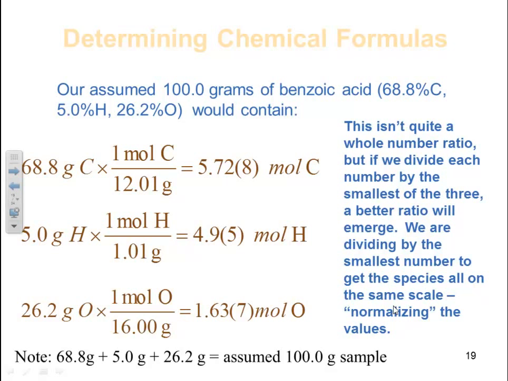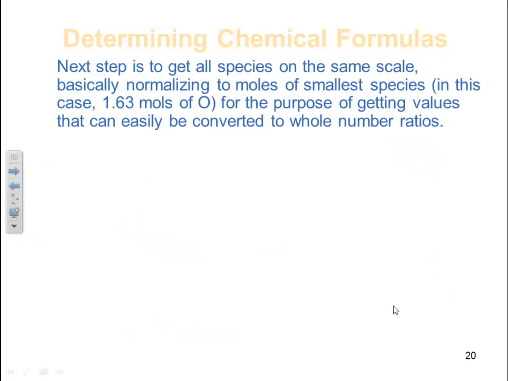Now, this isn't quite a whole number ratio. We're saying I've got 5.72 carbons for every 4.95 hydrogens to every 1.63 oxygens. So we need to get this all on the same basis. If we divide each number by the smallest of the three, we can get a better ratio that will emerge. So we are dividing by the smallest number to get the species all on the same scale. Basically, we're normalizing the values. So the next step is to get all species on the same scale, basically normalizing to moles of the smallest species.